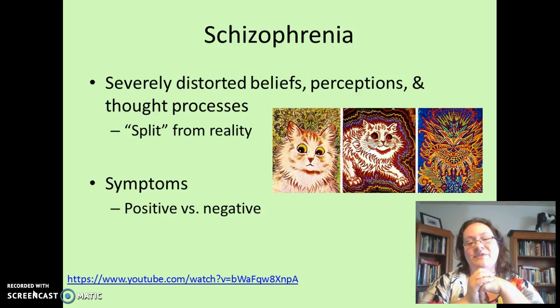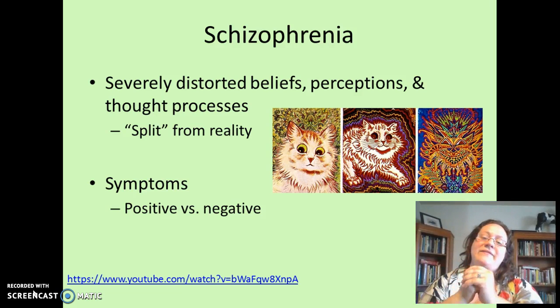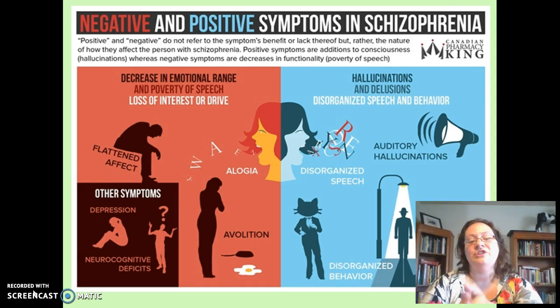The negative symptoms are things that they're missing. So quote unquote normal people would have these aspects of their cognition, but people with schizophrenia are missing those aspects. So this chart goes into the negative versus positive symptoms of schizophrenia. In the red, you can see the negative symptoms. So this is stuff that they've lost compared to someone without schizophrenia.